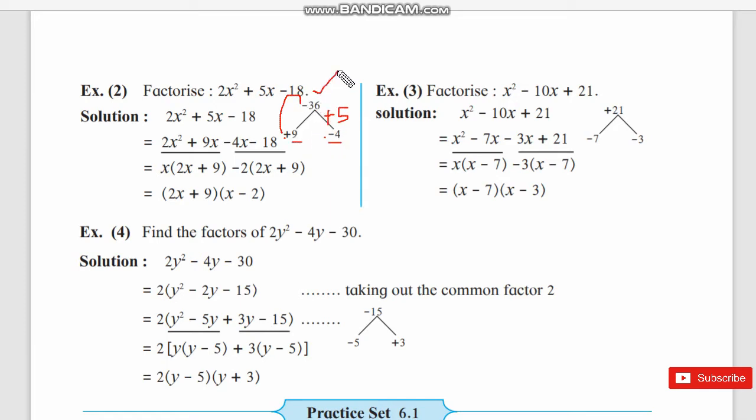So this is our product, and what is the sum? Plus 9 minus 4 is equal to plus 5. So this is the sum of the factors. Now we are just splitting the middle term, and what is the middle term? Plus 5x, and we are splitting the middle term into plus 9x minus 4x, and what do we get?